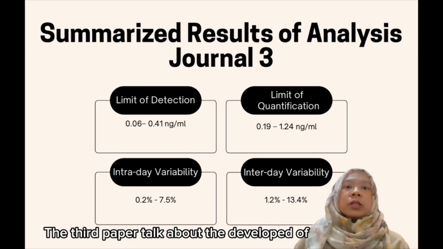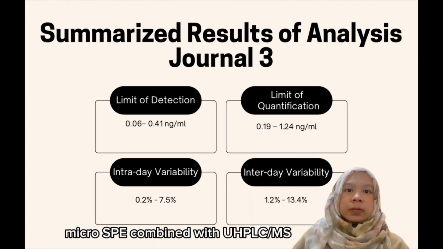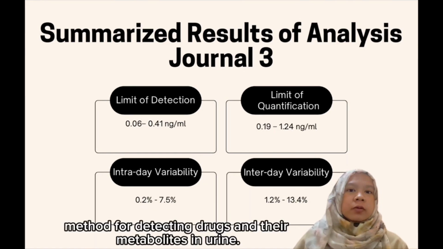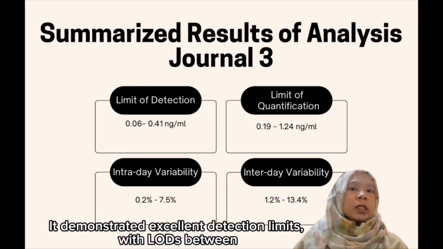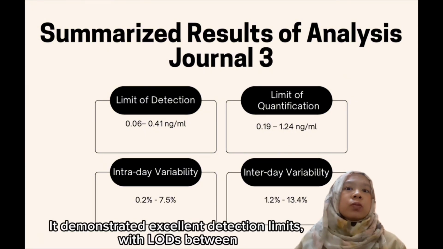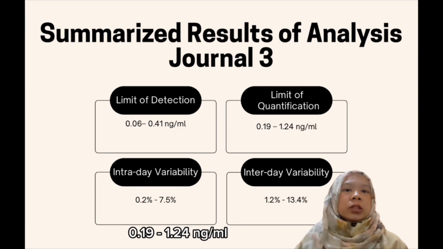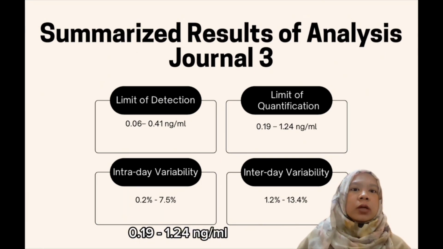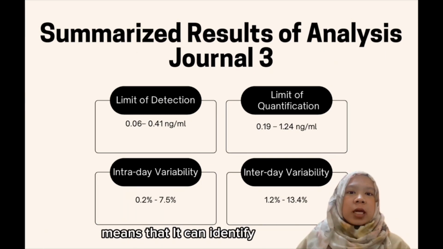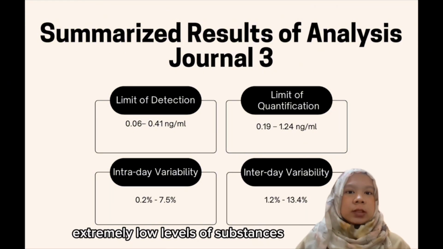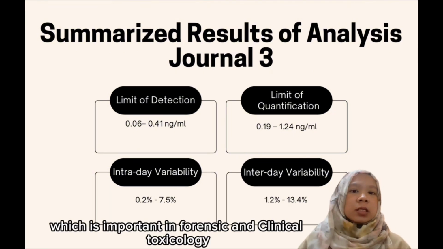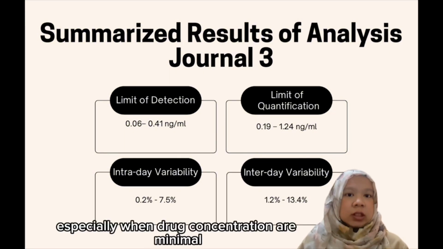The third paper talks about the development of micro-SPE combined with UHPLC-MS method for detecting drugs and their metabolites in urine. It demonstrated excellent detection limits, LOD between 0.06 and 0.41 nanogram per milliliter, and LOQ between 0.19 and 1.24 nanogram per milliliter. It means that it can identify extremely low levels of substances, which is important in forensics and clinical toxicology, especially when drug concentrations are minimal.